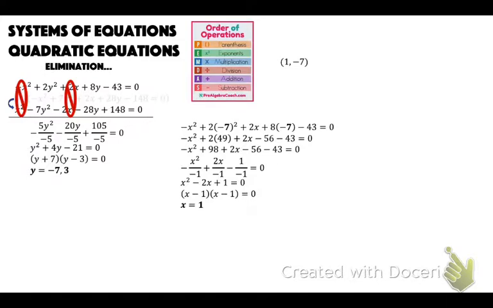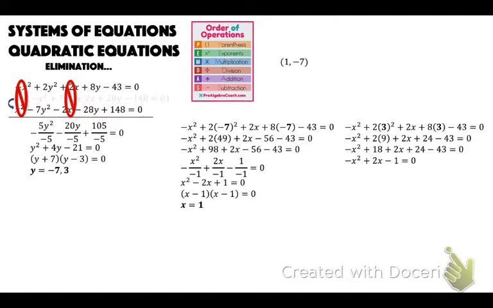And see, there was potential to have two answers there, but we only ended up with one because the factors were the same. Now let's do the same thing and plug 3 in. So you get negative 9x plus 2 times 3 squared, which is 9, plus 2x plus 8 times 3, which is 24, minus 43 equals 0. So that's negative x squared plus 18 plus 2x plus 24 minus 43 equals 0.